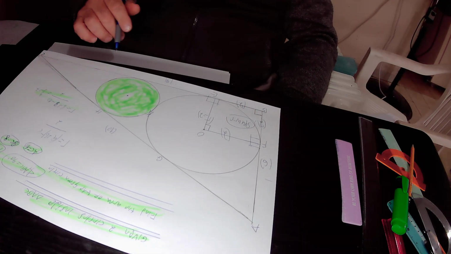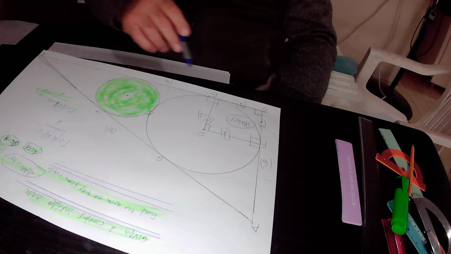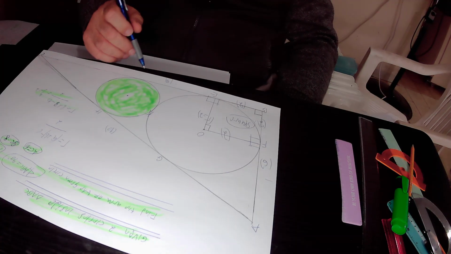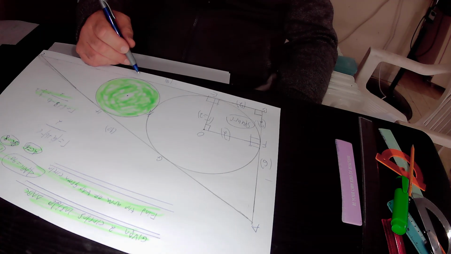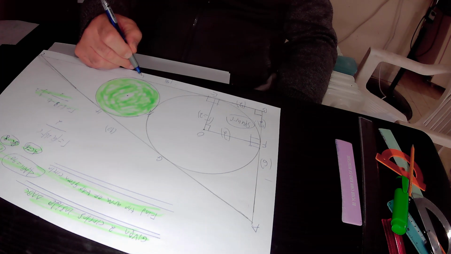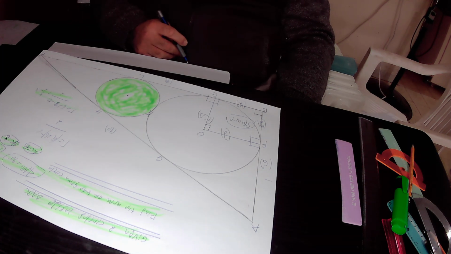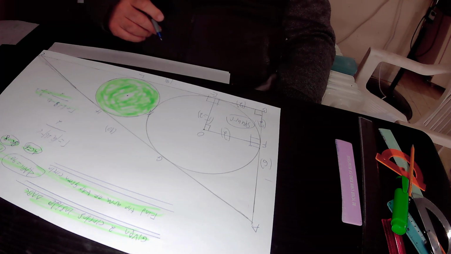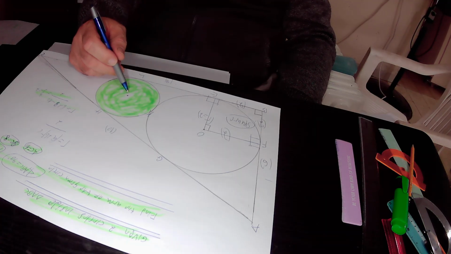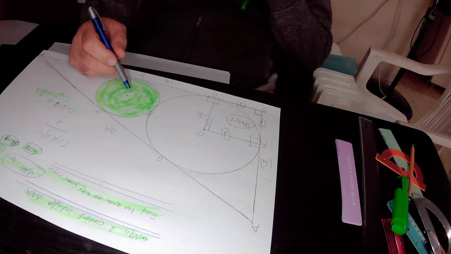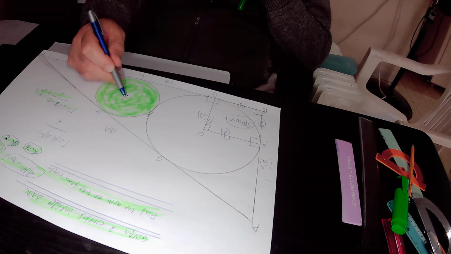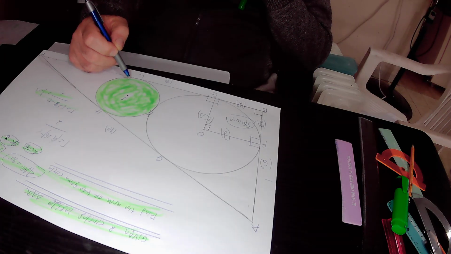We define the point of tangency of tangent BC with this circle. This point is point L. We define the center of this circle. This point is point J. And we join point J and L together by a straight line.